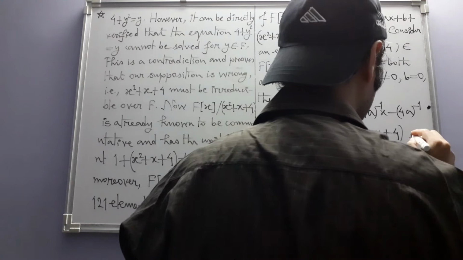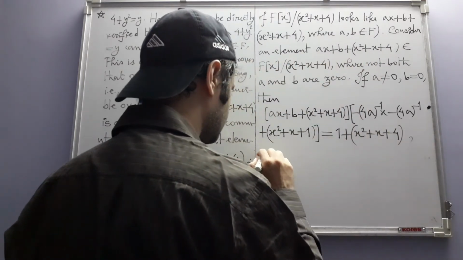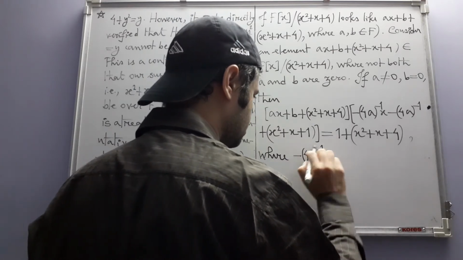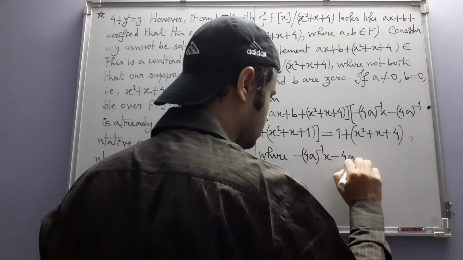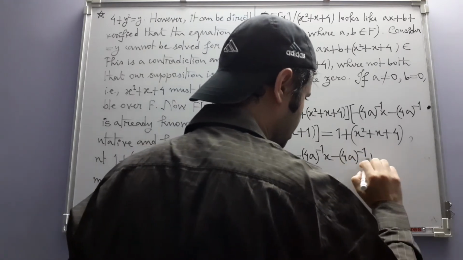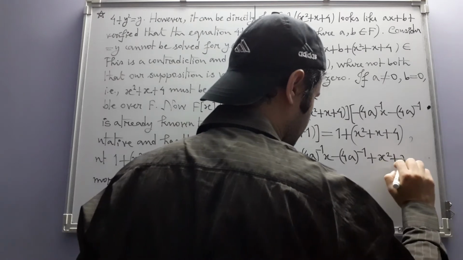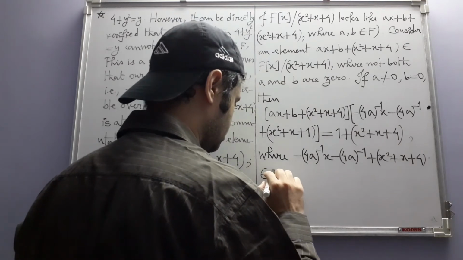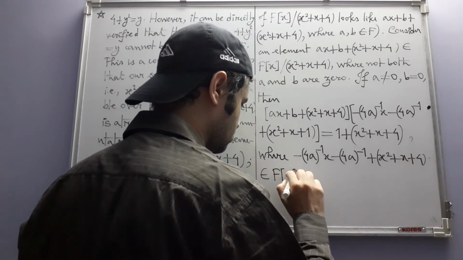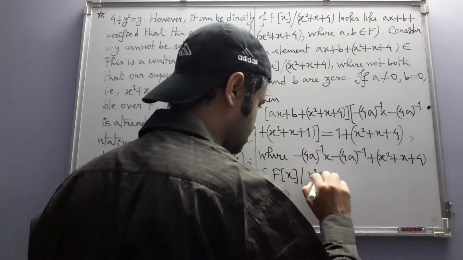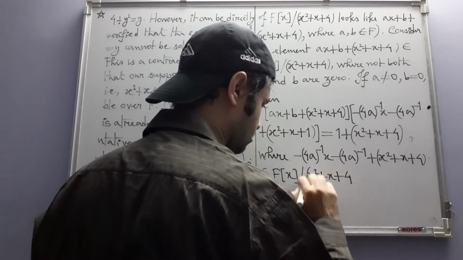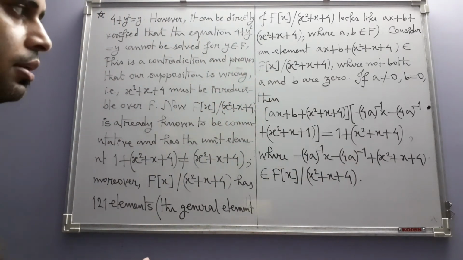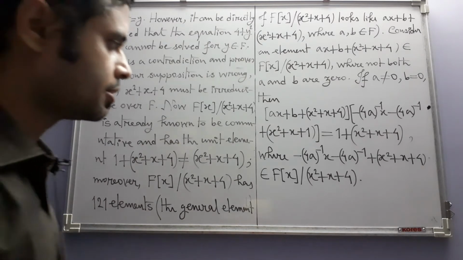In fact, here also we mentioned that fact, where minus 4a inverse x minus 4a inverse plus x square plus x plus 4 belongs to this quotient ring. Okay, now this is only the case where b is 0. Now we have to also look at the case where b is non-zero.